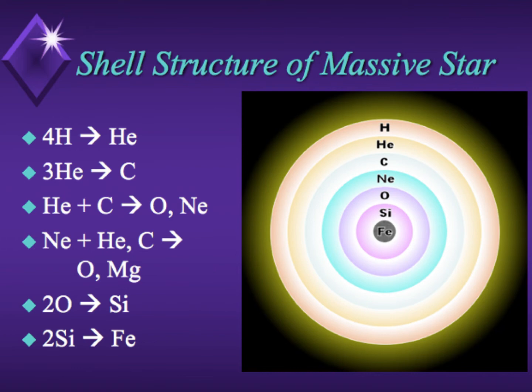Neon with another helium or a carbon makes oxygen and magnesium. Oxygens can then make silicons, and silicons make iron. You don't need to memorize all of the steps, but you should know that the first step is what main sequence stars do. The second step is the giants, and then the supergiants can go up as far as iron.